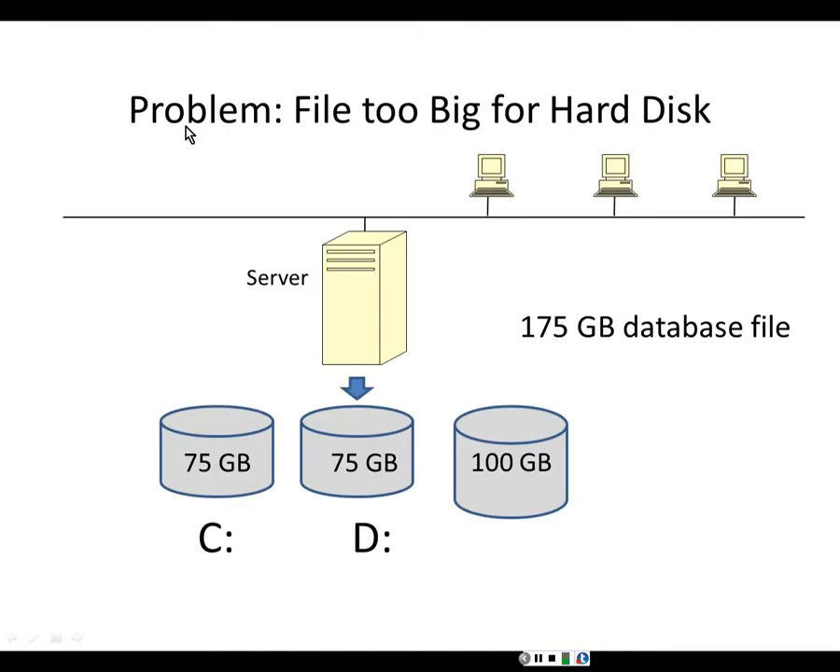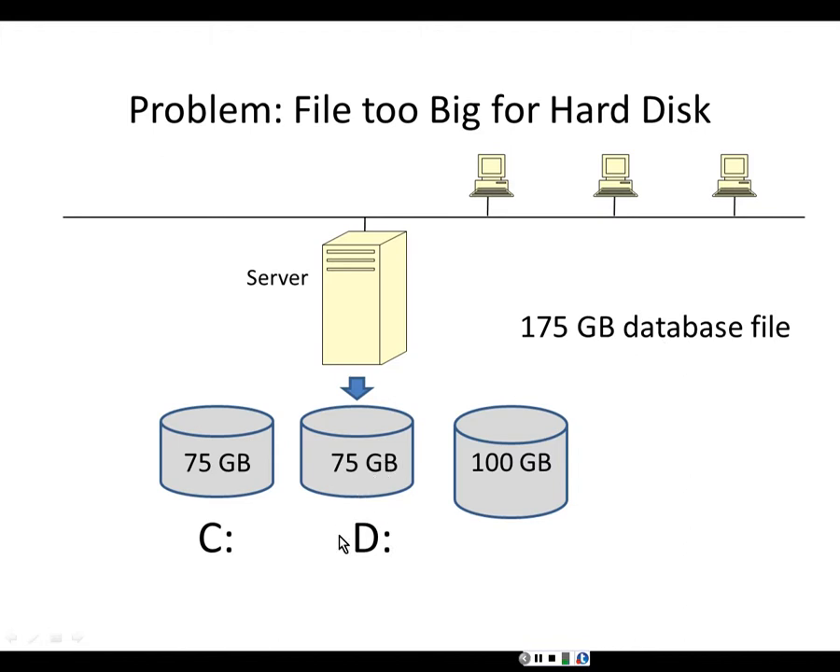Here's the example. We have a 175 gig database file, and we have a server which has a 75 gig hard disk and a 75 gig hard disk and a 100 gig hard disk, and no one of those hard disks is big enough to contain the 175 gig database file. So what we do is we implement spanning.